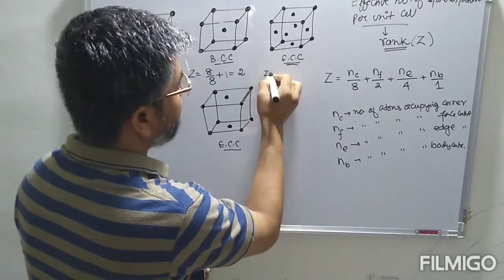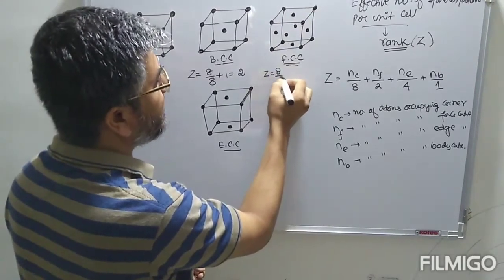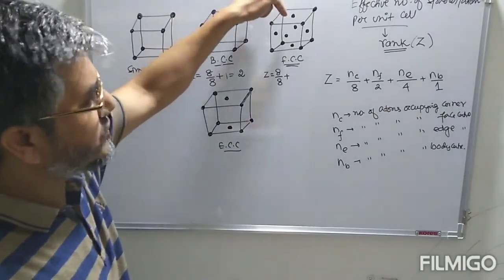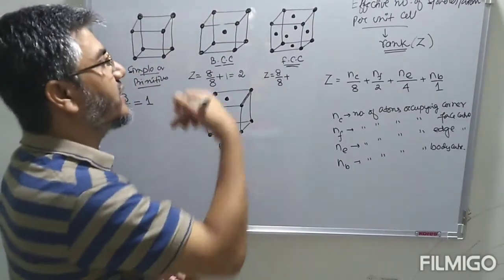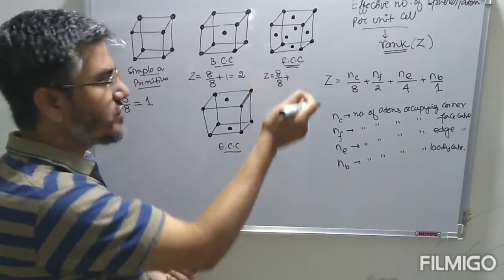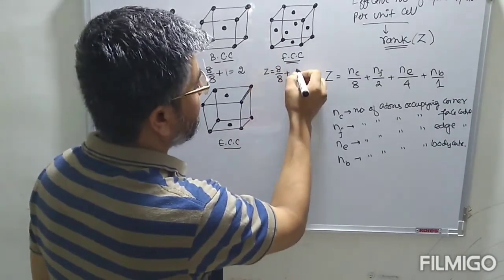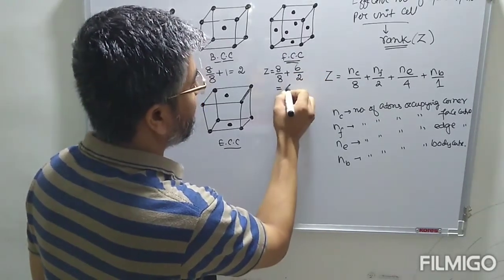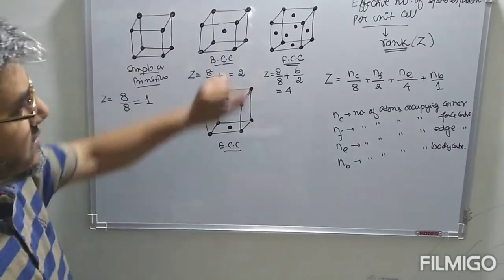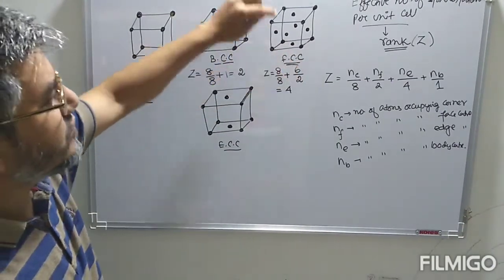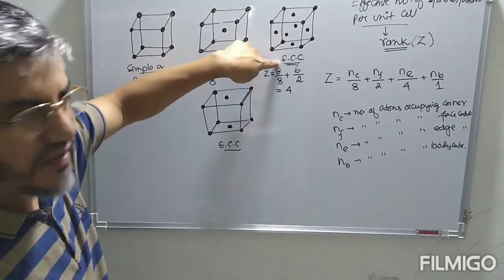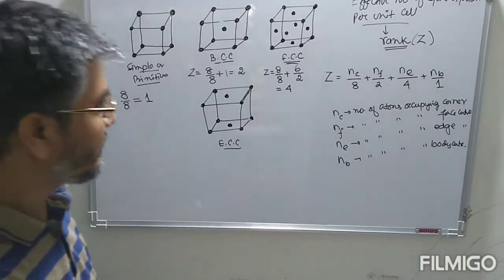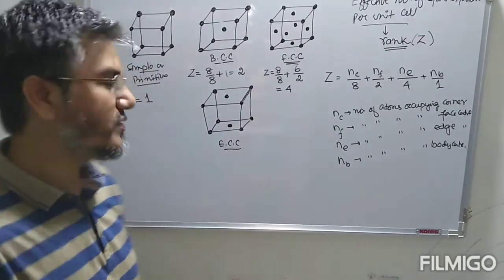In case of FCC, we have 8 corner atoms, so 8 by 8. Along with this, all 6 faces also have a face center atom, and each face is equally shared by 2 unit cells, so that is 6 by 2. So this comes out to be 4. So to construct an FCC unit cell, we require how many spheres? 8 corner atoms plus 6, so 14 atoms or spheres are required, but effectively there are only 4 atoms per unit cell.